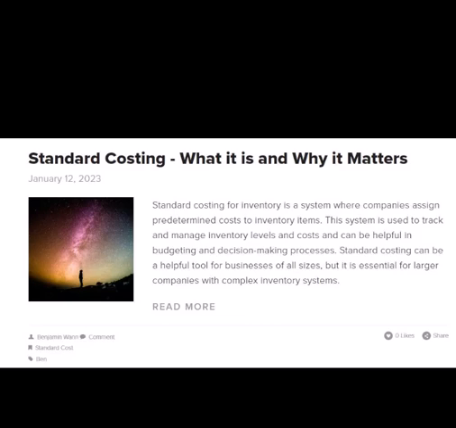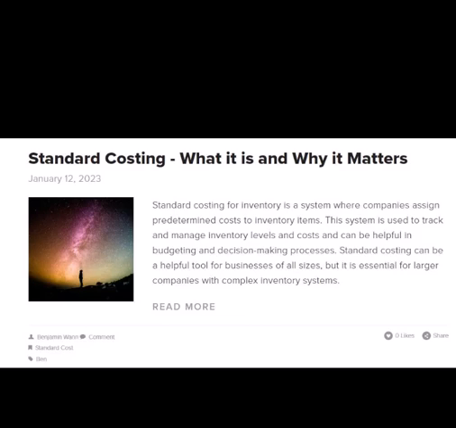Incorrect assumptions lead to incorrect standard costing. If your standard cost assumptions are incorrect, your standard costs will be inaccurate. This can lead to suboptimal decision making and ultimately lower profits. Ensure you thoroughly understand your cost drivers before setting standard costs. Otherwise, you risk making suboptimal decisions based on inaccurate information.